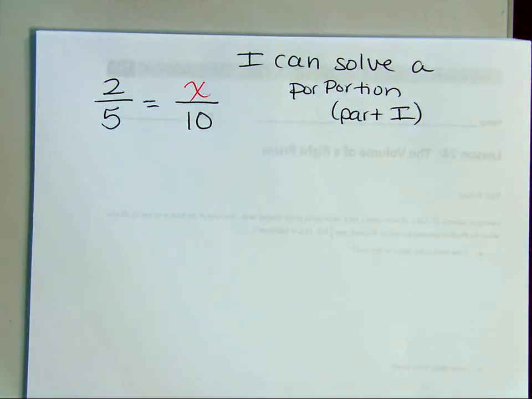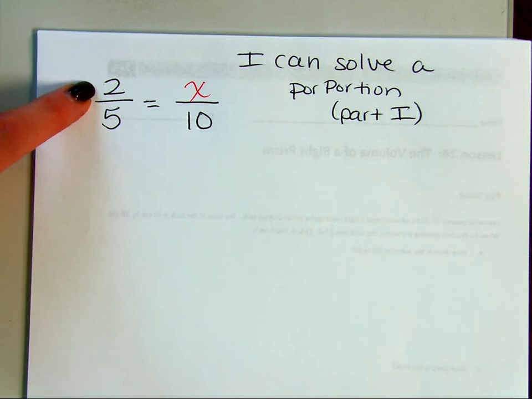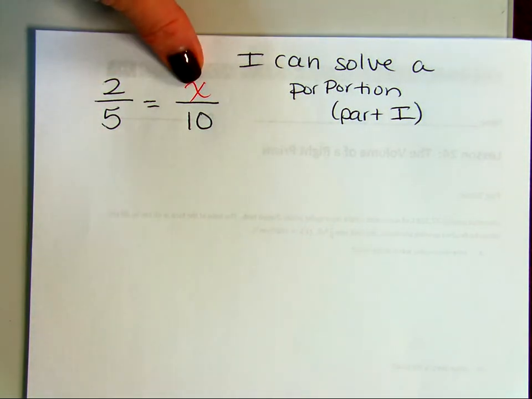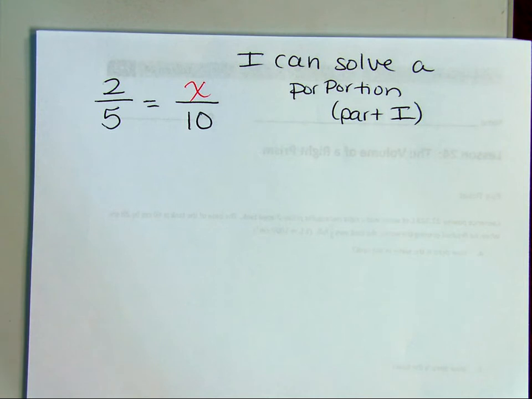Well, you guys are smart enough to know that if I have a pizza that's cut into 5 slices and I take 2 of them, how many slices would I need to take if that same pizza with the same amount of dough and the same amount of toppings was cut into 10 slices? I would take 4. How did you get 4? Someone explain to me. Caitlin.